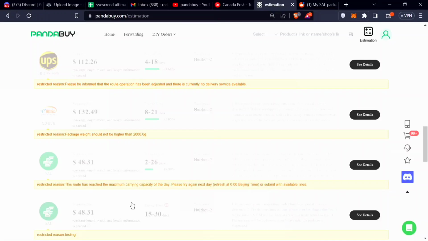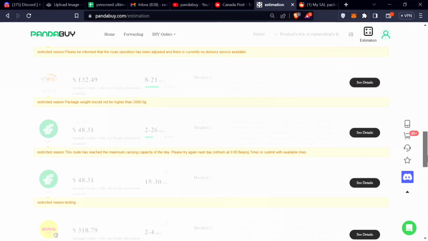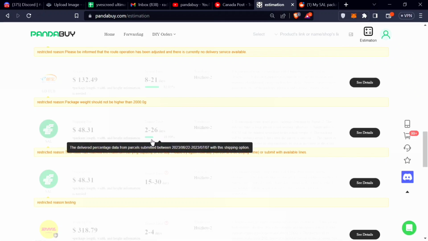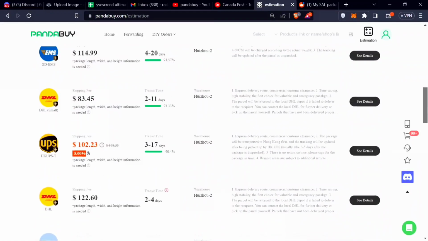looks like too many people have been using SAL. That's the problem right here. Restricted reason, this store has reached the maximum carrying capacity of the day. So, I mean, there's a lot of broke people on Pandabuy trying to get everything cheaper. So they're using SAL, and this even the percentage went up. It used to be like 20%, but still, it's really bad. It takes you over a month.